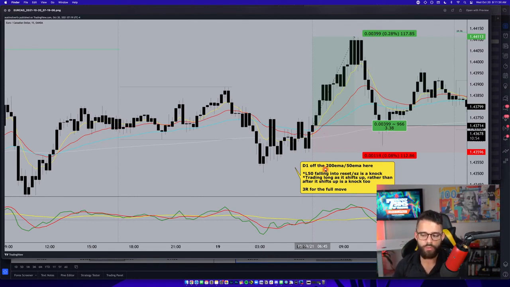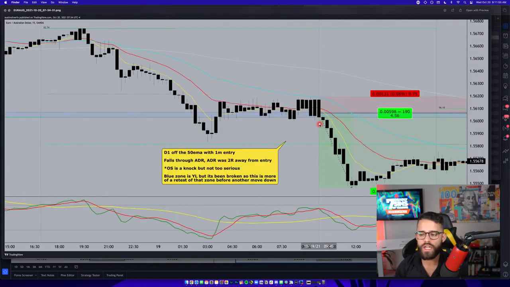With this setup, there's a couple of knocks. First, the market sentiment line starts the day in the buy zone, but as price pulled back under the white 200 EMA, it actually pulls the market sentiment line, as you can see, down into the sell zone, down into reset. So that's the first knock. And then the second knock is you're just getting it as it's shifting up, rather than waiting for it to shift up and then coming in and trading it.